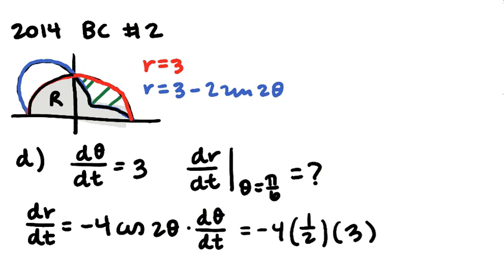You just have to remember, because of the chain rule, this business right here. Otherwise you'd be like, what do I do with this d theta dt equals 3? How do I get this?